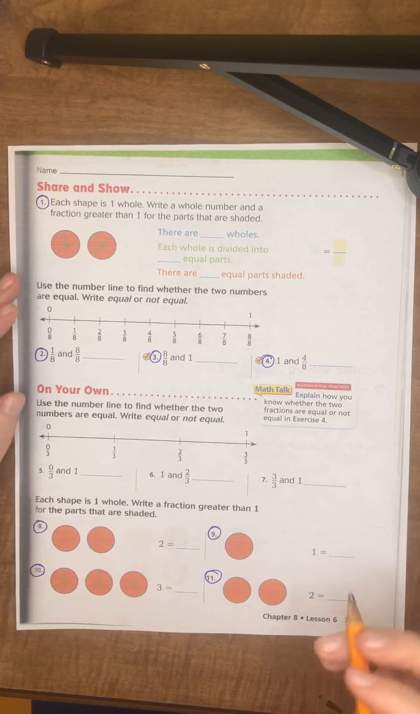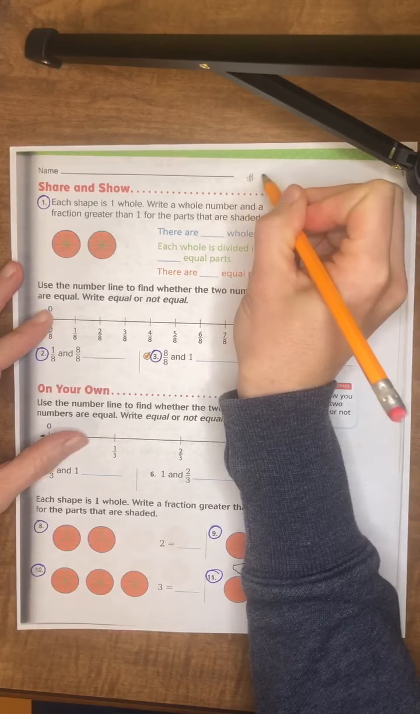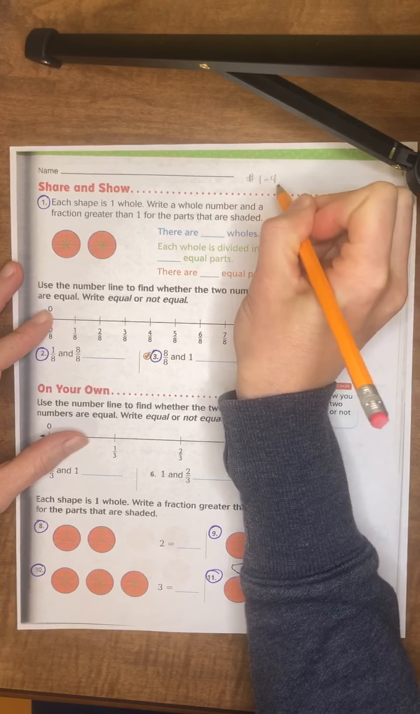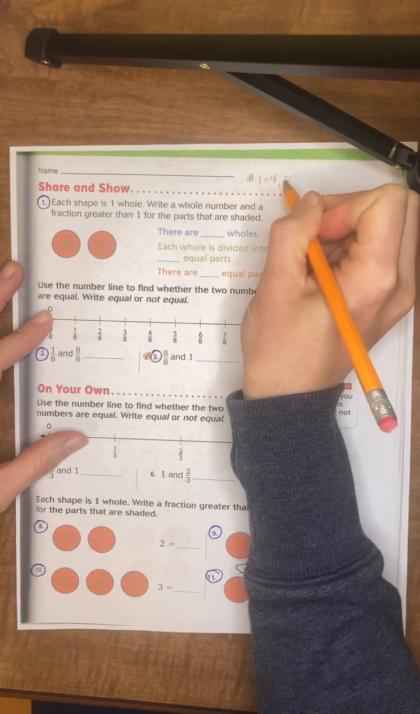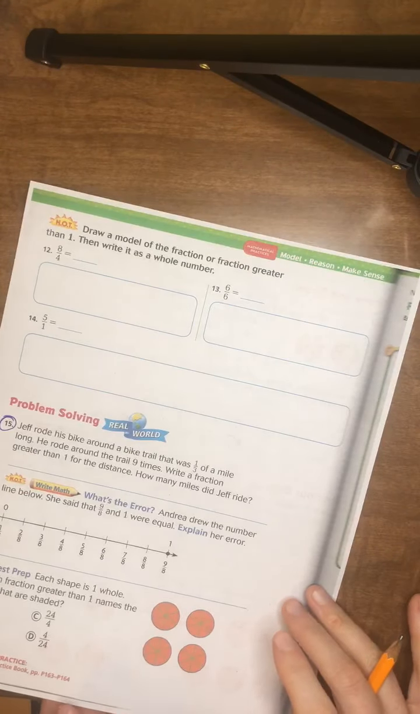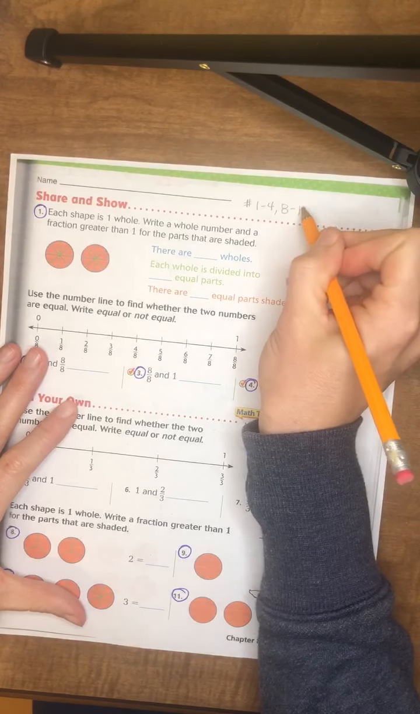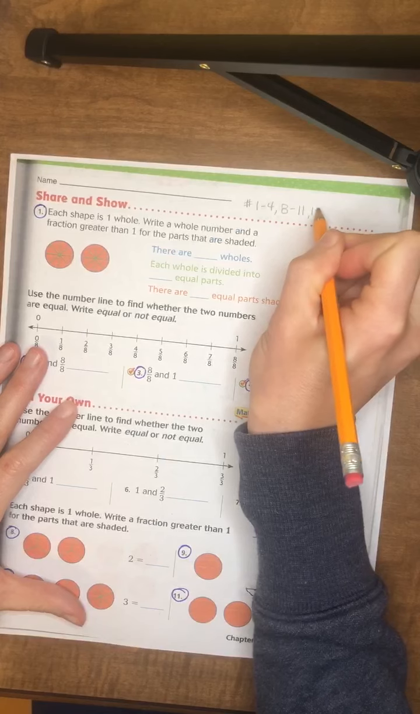For your assignment, you are doing numbers 1 through 4 and 8 through 11 and 15 and 17.